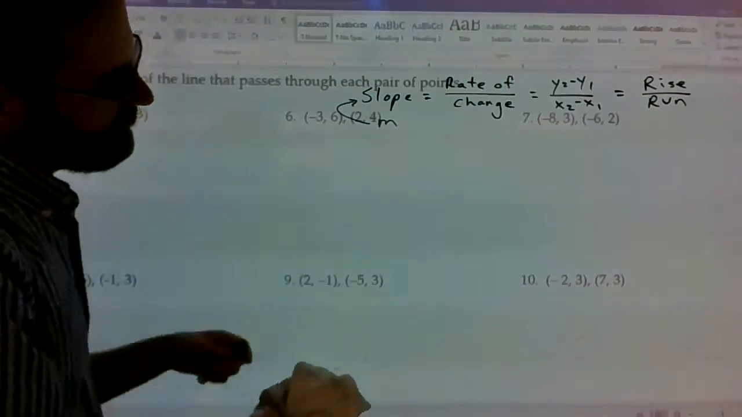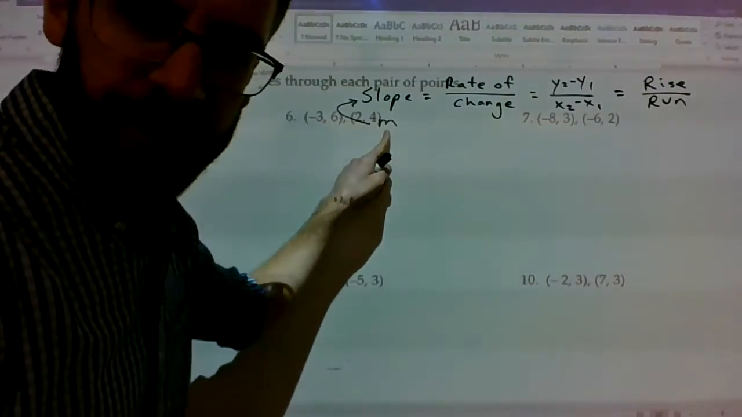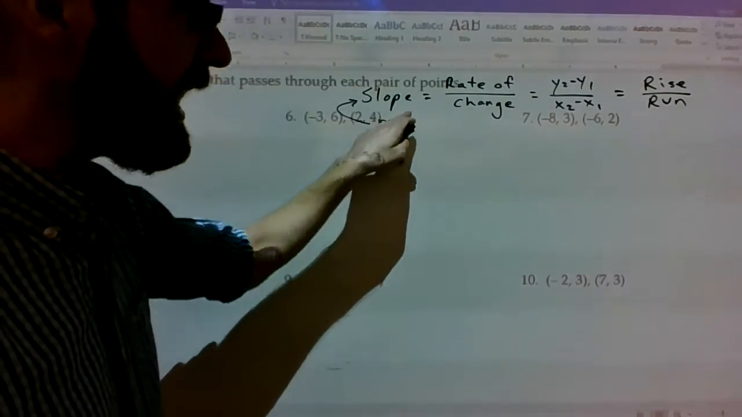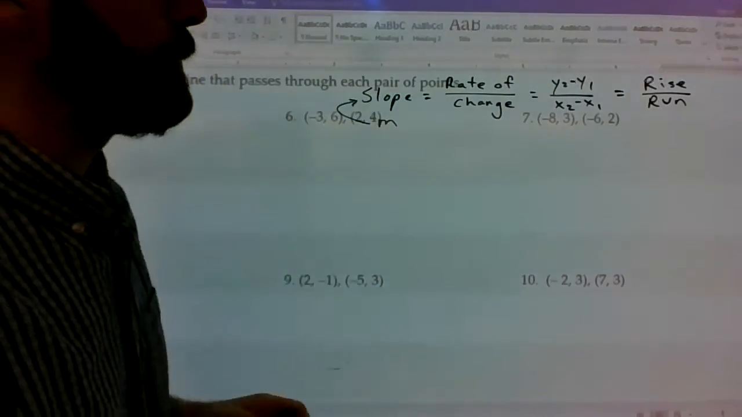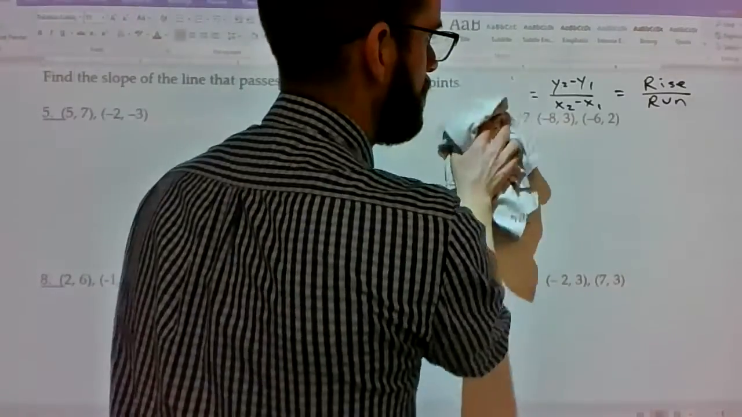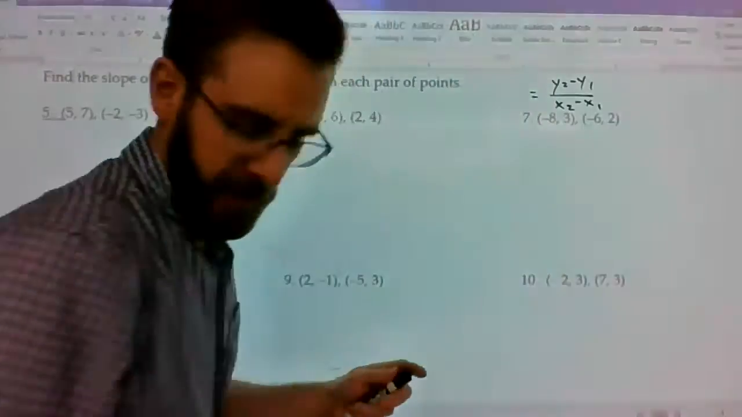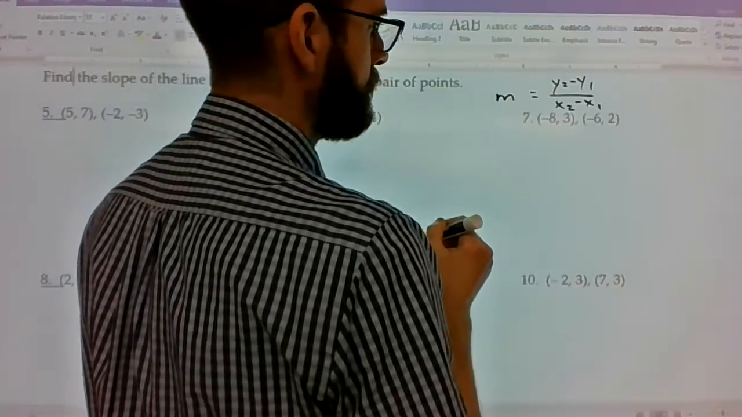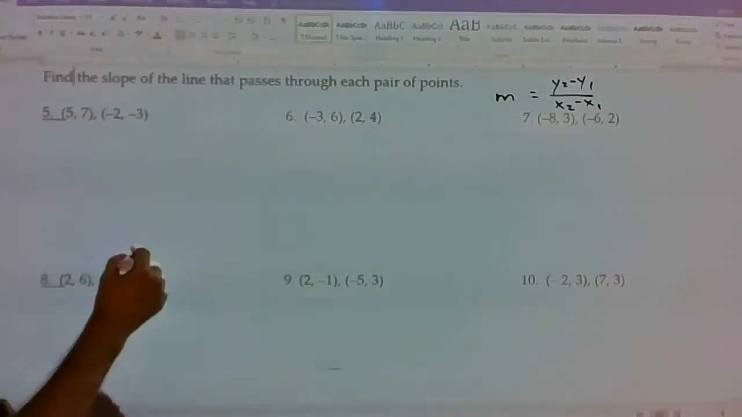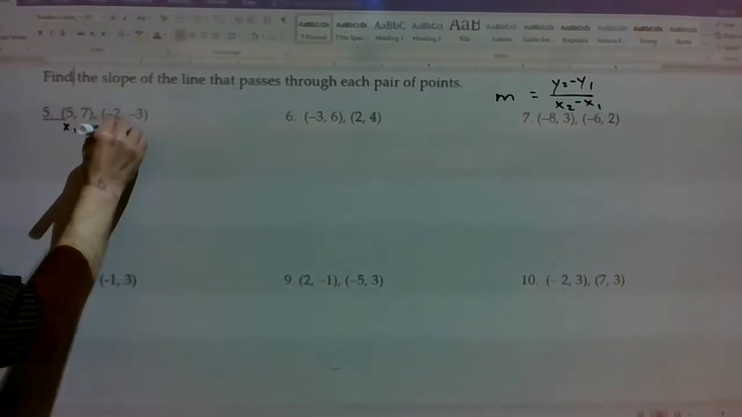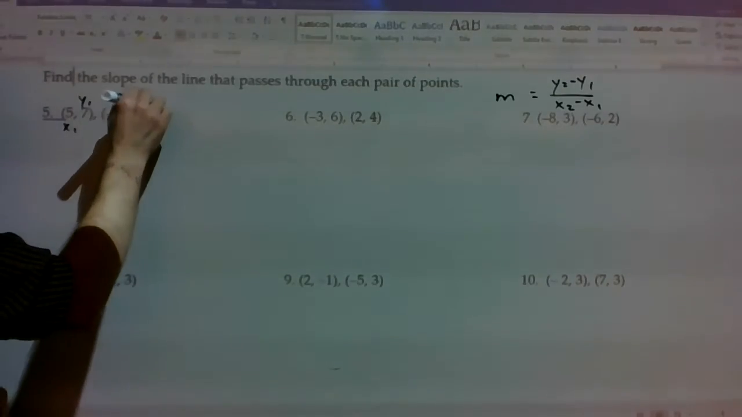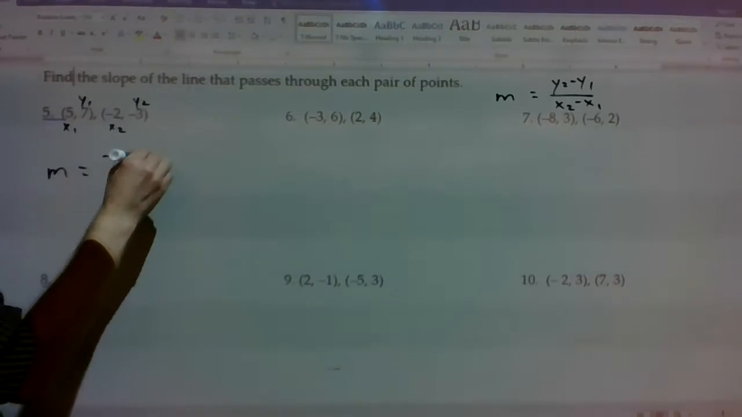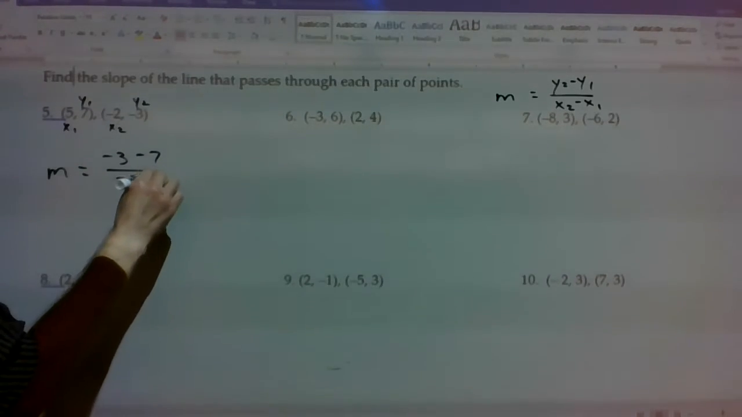So slope, I'm going to use M pretty much interchangeably with any of these, so make sure you understand that M represents slope. And this is the formula when you are given ordered pairs. So we're going to use that as our guide. x1, x2, y1, y2. M is equal to -3 minus 7 over -2 minus 5.